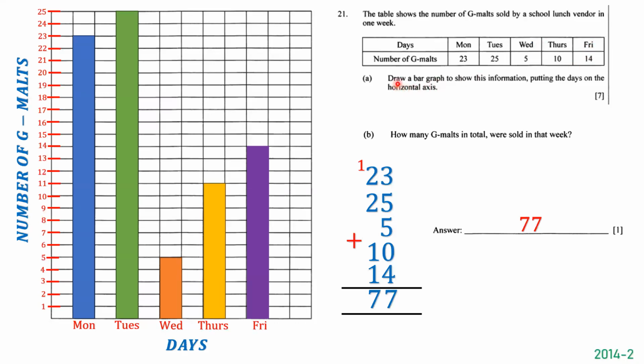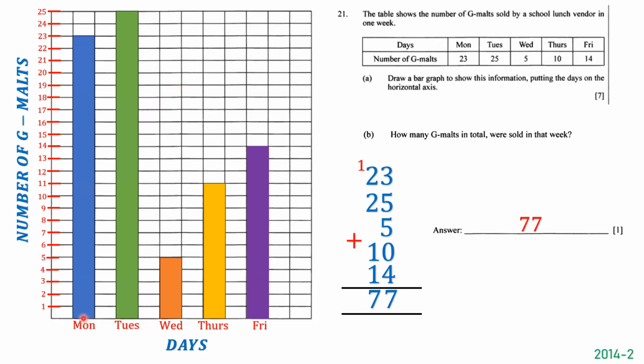Here they want us to draw a bar graph to show this information, putting the days on the horizontal axis. For the inside of your exam, they gave you a blank graph. What I did was fill out this blank graph using the information given in the question. On your horizontal axis, you have the days, so label it days. Then you have Monday, Tuesday, Wednesday, Thursday, and Friday.